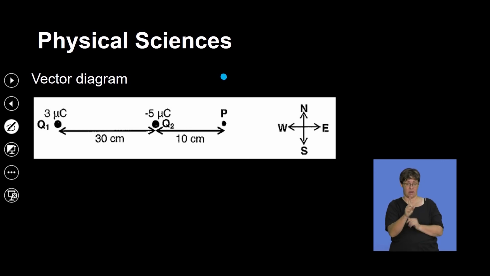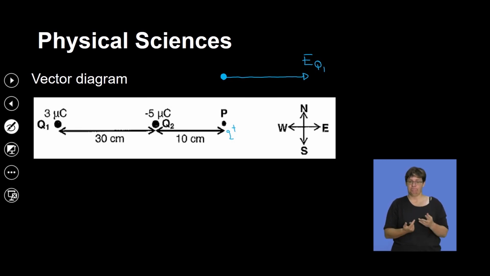Now, Q1 is positive, while Q2 is negative. So E due to Q1 at point P: if we place a unit positive charge here at point P, due to Q1, it will experience a force to the east because those are like charges. So this is our E due to Q1, the first part of the vector diagram. And then E due to Q2. Q2 is negative, while the unit positive charge is positive, as the name suggests. So in which direction will it experience a force?